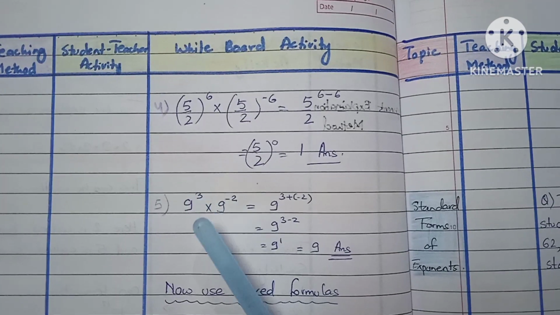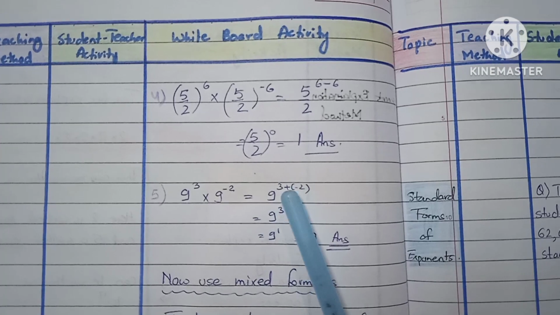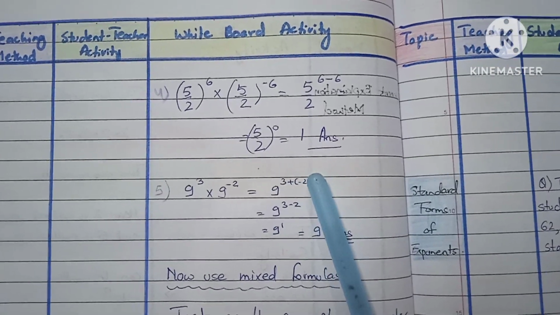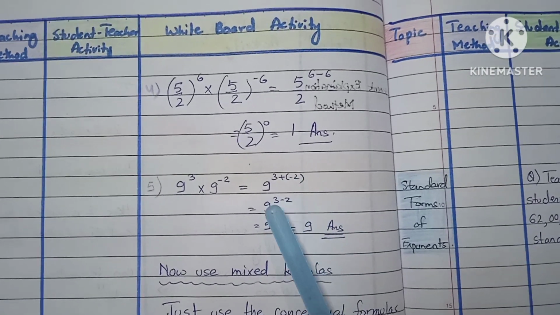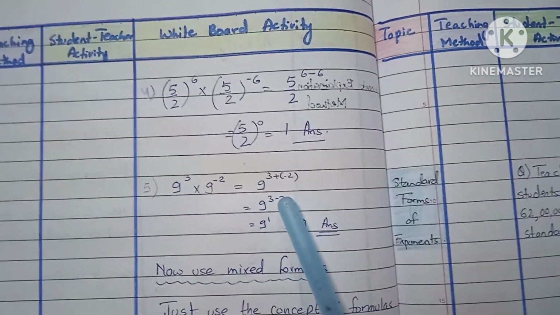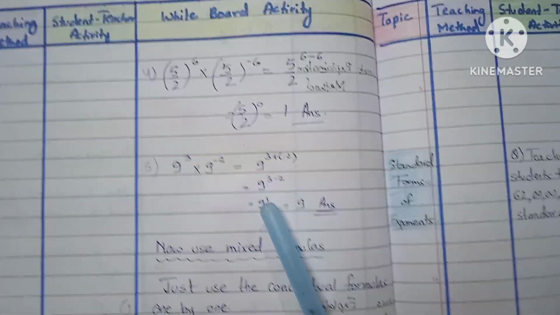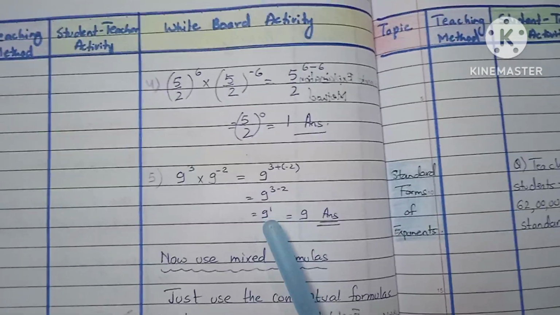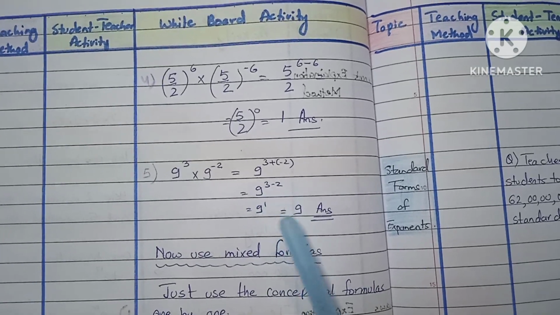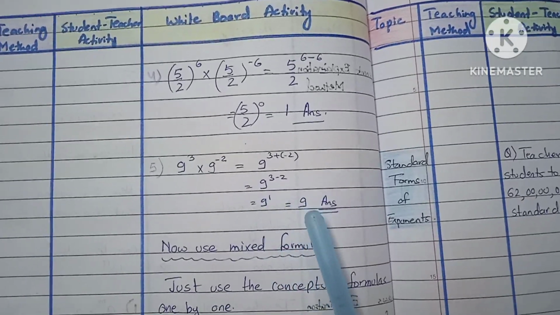9 raised to the power 3 into 9 raised to the power minus 2. This is equal to 9 raised to the power 3 plus minus 2. Now this becomes minus. Now from 3 and 2 we subtract and we get 1. As the bigger number is 3, therefore the sign over here will be plus. So 9 raised to the power 1 is equal to 9. By the formula, a raised to the power 1 is equal to a.